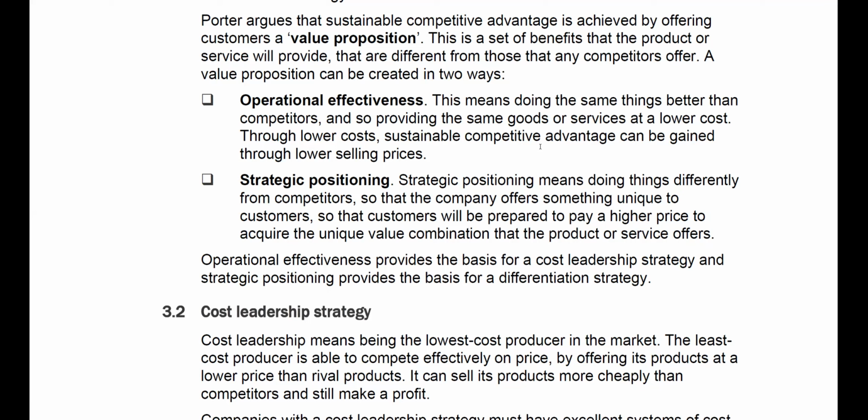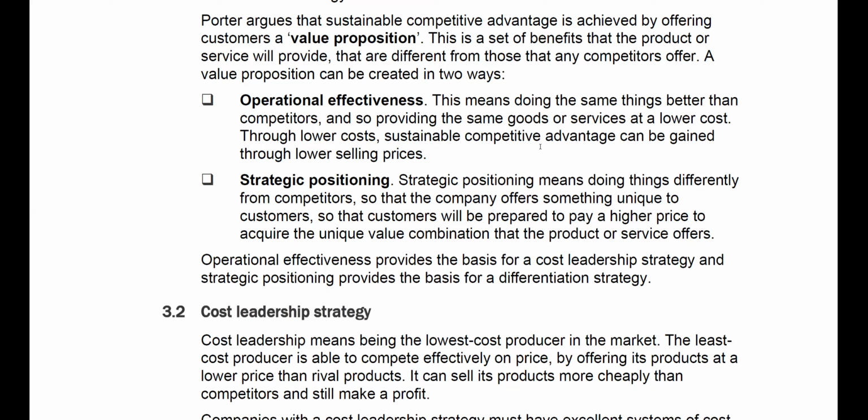First, looking at operational effectiveness. This means doing the same things better than competitors and providing the same product at a lower cost. Through lower cost, sustainable competitive advantage can be gained through lower selling prices. Then we have strategic positioning. That is your value proposition. It means doing things differently from your competitors so that the company offers something unique to customers, so that customers will be prepared to pay a higher price to acquire the unique value combination that the product or service offers. Do you understand?